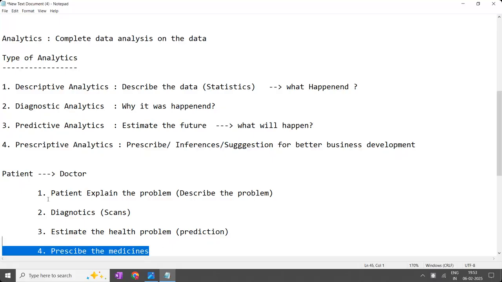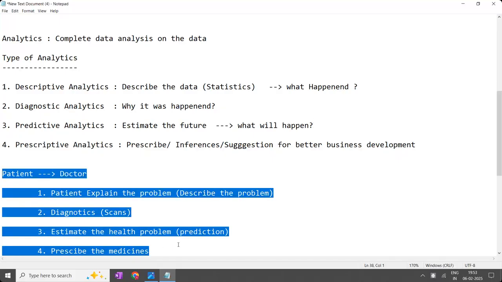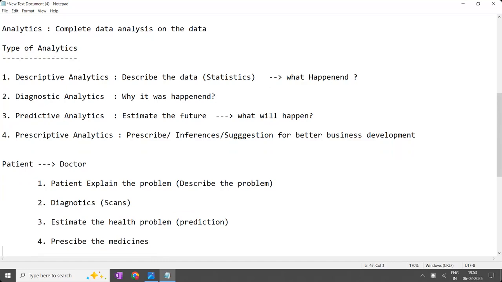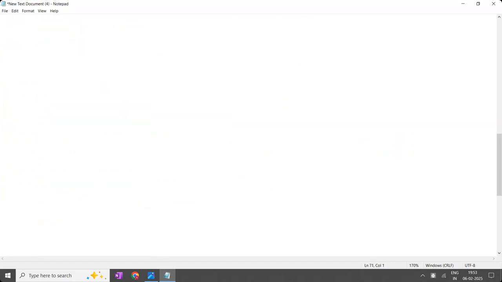Now what is the difference between the data scientist and the data analyst? The difference is that a data analyst will always work on the past data. A data scientist will work on the past data, and at the same time, they are going to predict on the future data.